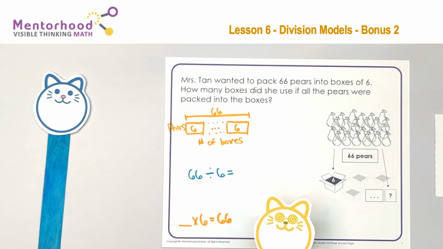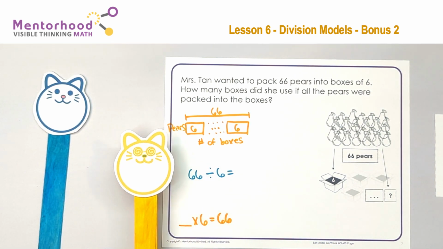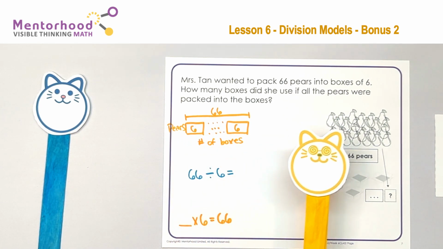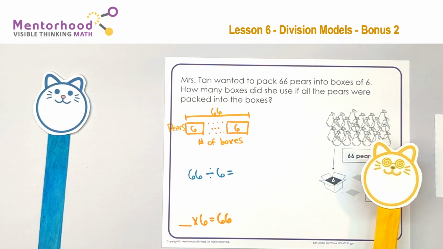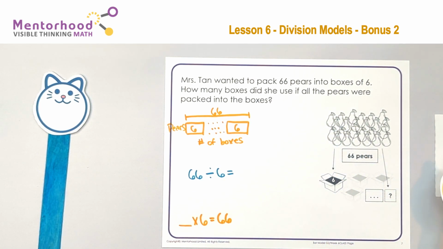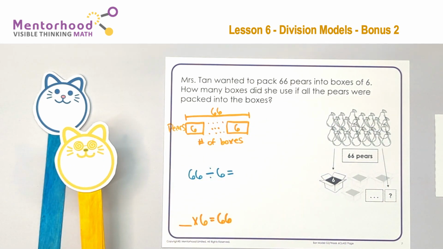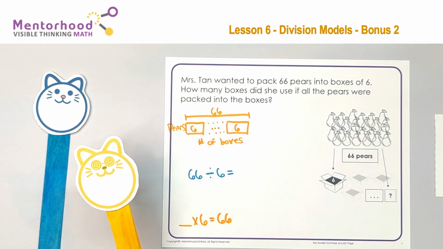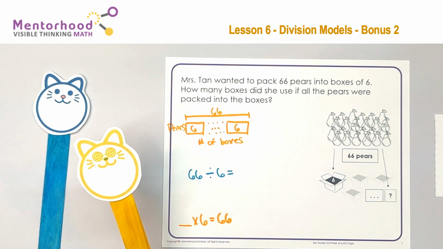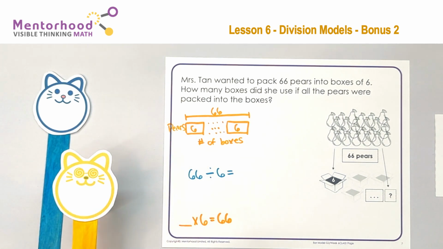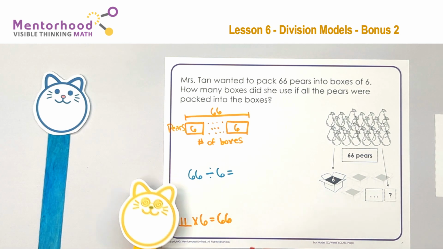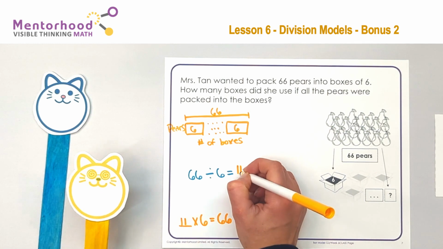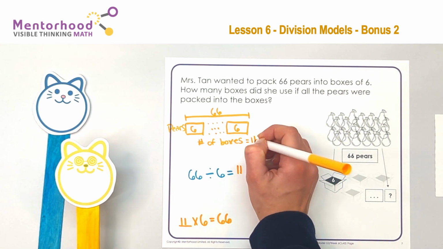All right, I'm going to count by 6s. 6, 12, 18, 24, 30, 36, 42, 48, 54, 60. Whoops! 66. I did it! How many was that? It was 11. Wow, what a big number. All right, let's write that in. 11 times 6. 66 divided by 6 equals 11. So there must be 11 boxes.